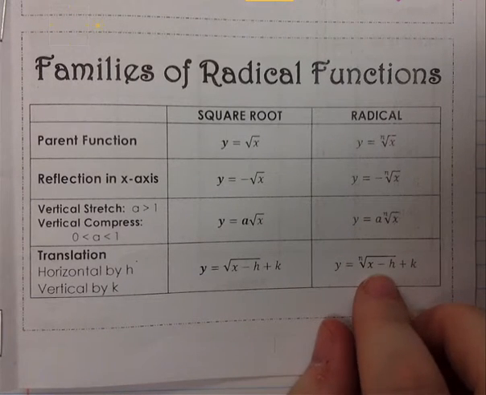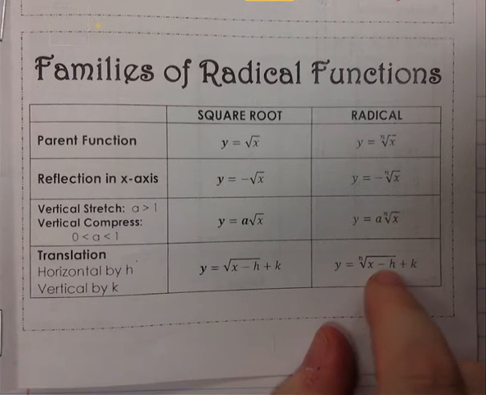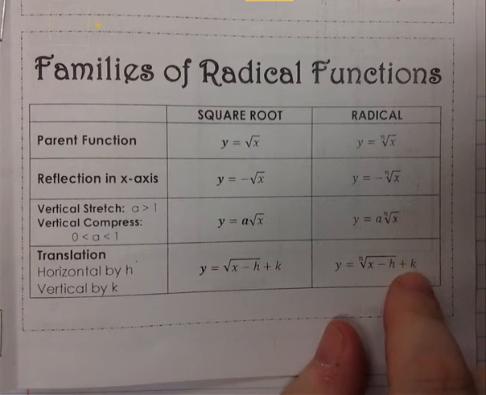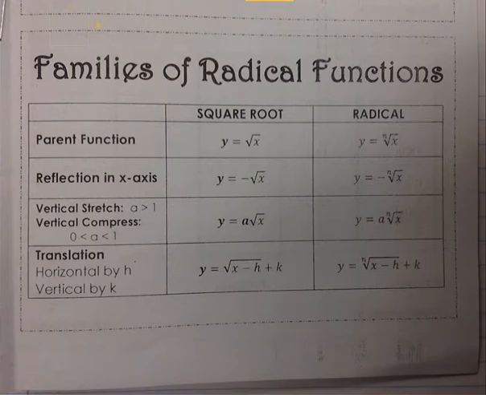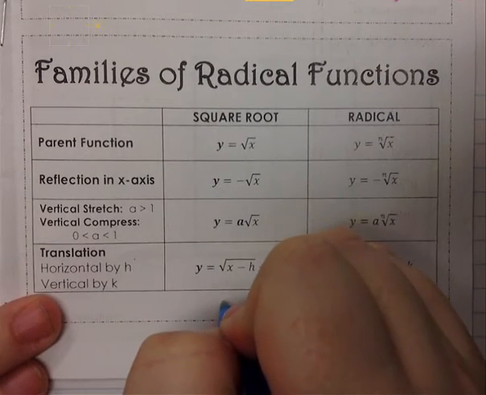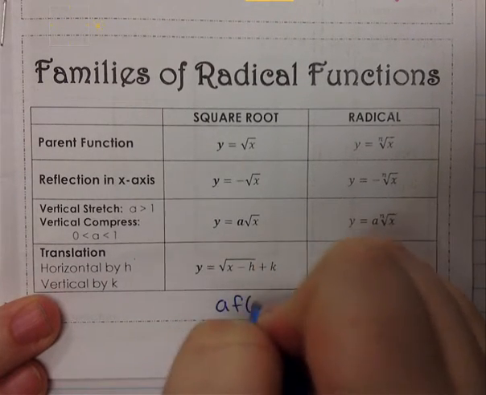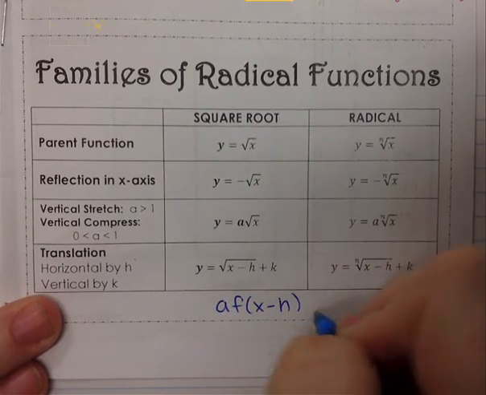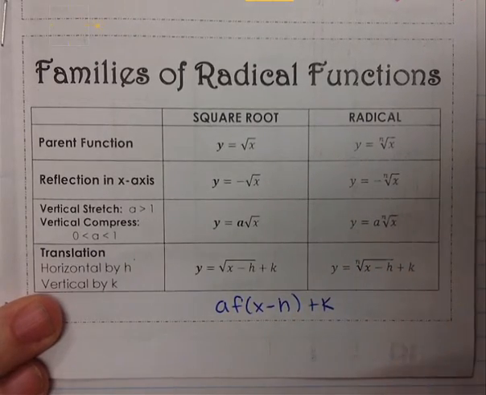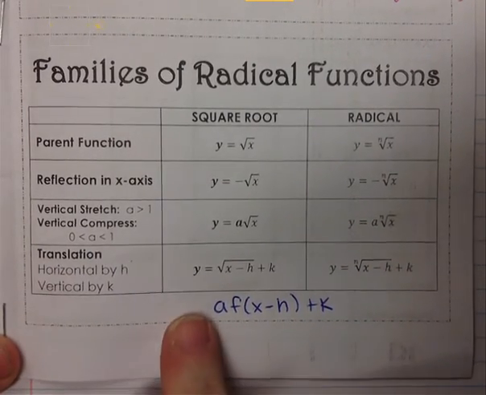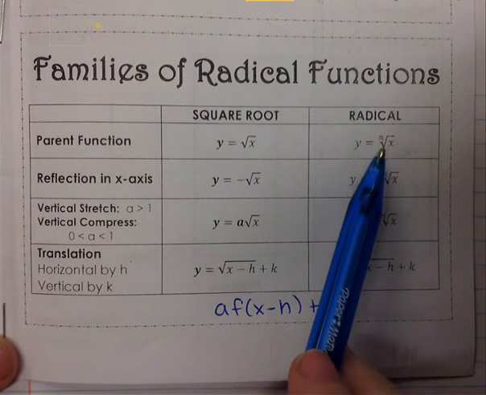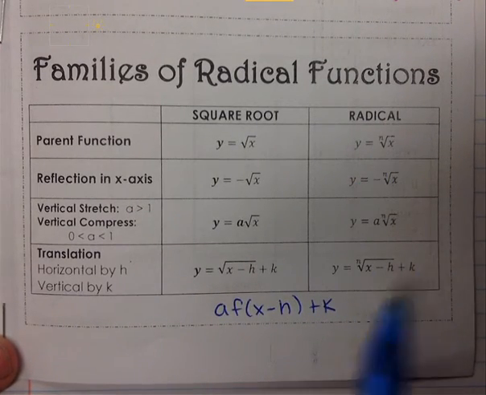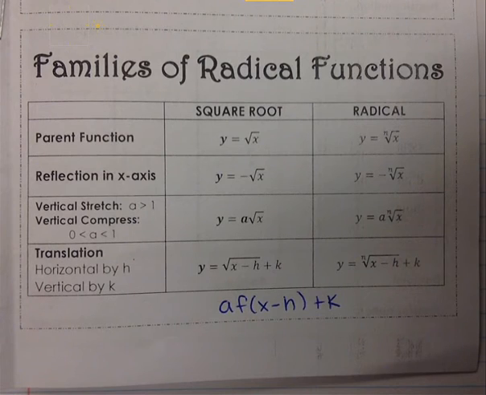Then your translation is still moving left and right based off of your h value, and still moving up and down based off of your k value. So you're still dealing with a f of x minus h, parentheses, plus k. This is still function notation. It's just this time we're dealing with a radical instead of a square. So we're still dealing with that same type of function notation.